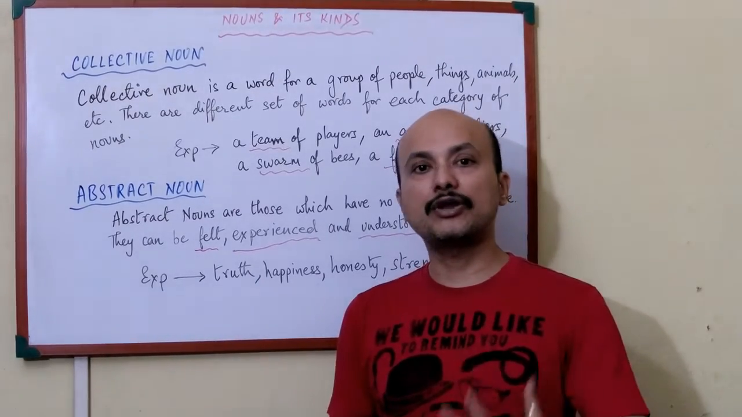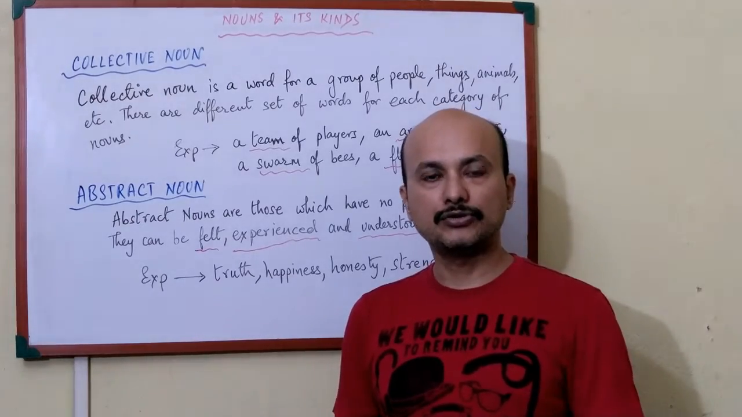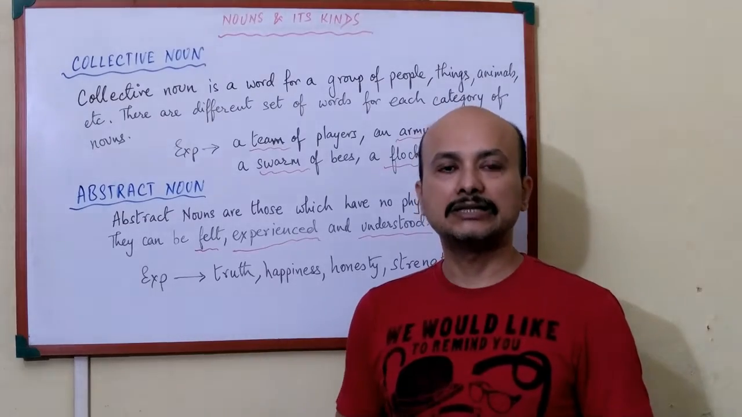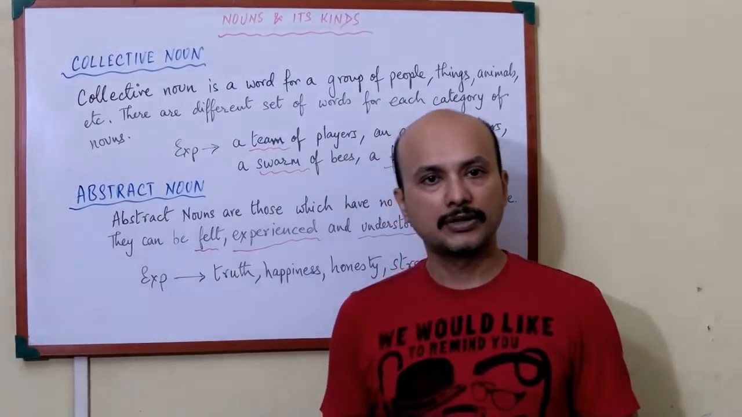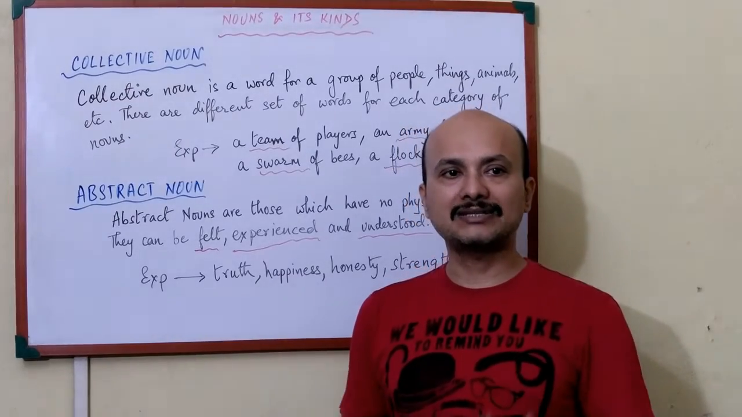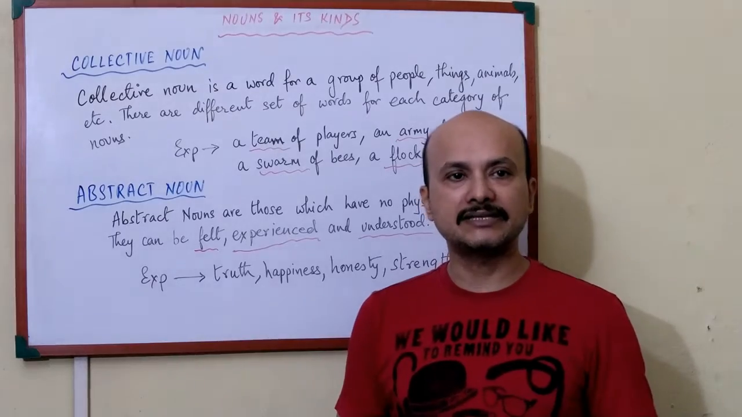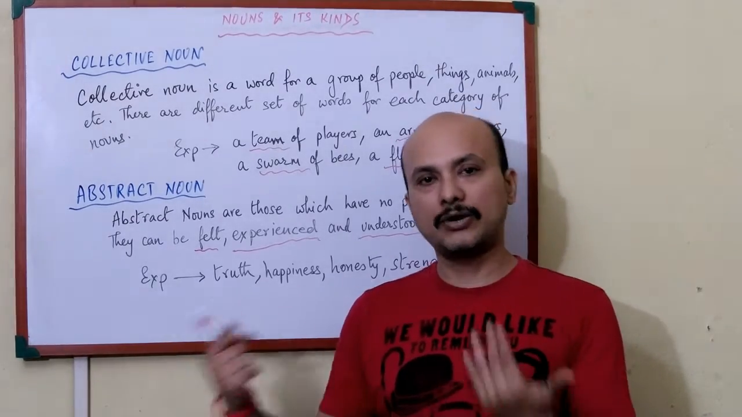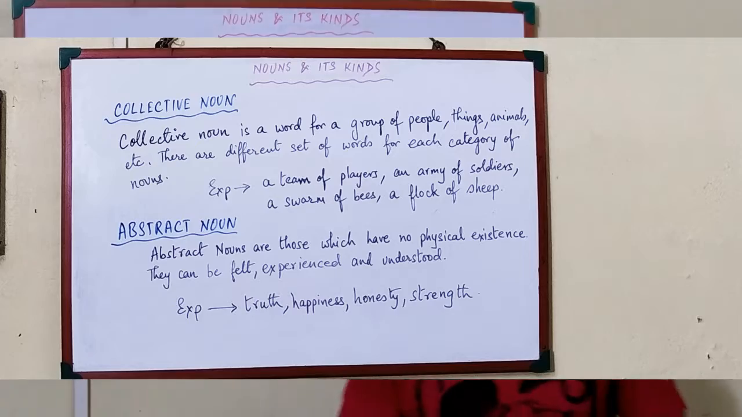Why? Because you cannot touch them. You cannot point out to them. You cannot make people see those things. These things can only be felt. These things can only be experienced. These things can only be understood. So you have to feel them, you have to understand them. That is why they refer to different kinds of qualities, different kinds of ideas, different states of mind. All these things they refer to. That's why they are different. That's why they are separate from the other nouns.